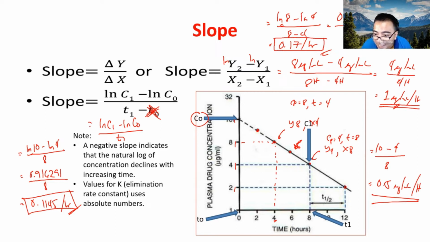16. What? 16? Wait. Okay, it is 16. I am so sorry. Pero still, still the same. Well, there has to be something wrong with this. 16 minus 4 would give you 12 divided by 8. Gives you 1.5.